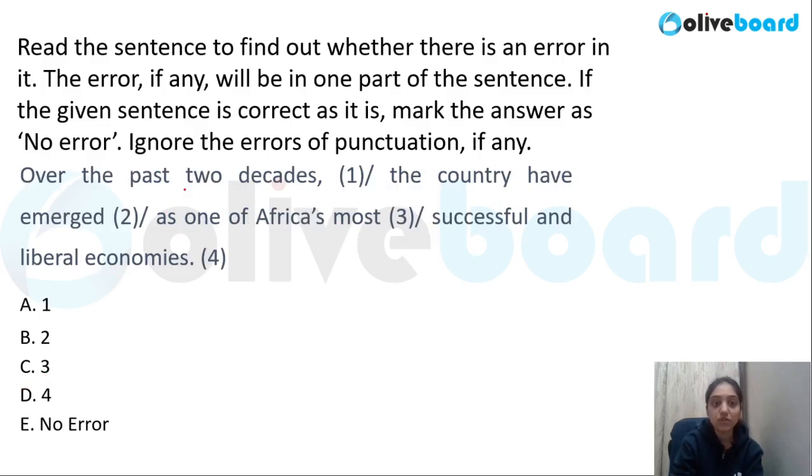Moving on, over the past 2 decades, the country have emerged as one of Africa's most successful and liberal economies. Now, country here is a singular subject which is being followed by a plural verb. So, this causes subject verb disagreement. Hence, we can say that there is an error in the second part of the sentence. So, option B is the correct answer, which indicates that there is an error in the second part of the sentence.